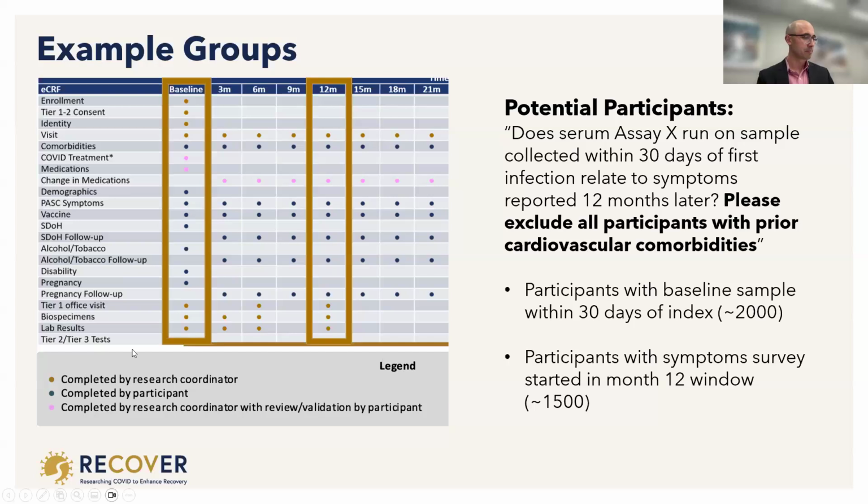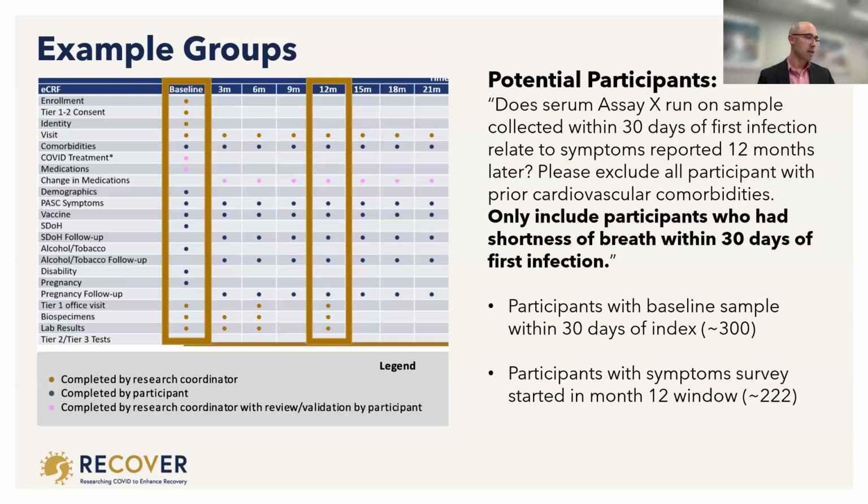If we go to the next slide. Again, adding another criteria here. On top of the exclusion for cardiovascular comorbidities, we might say we only want to analyze people who had shortness of breath in that acute 30-day period. This will bring our sample count all the way down to 300. And then if we're including the required 12-month surveys, we get down to 222.